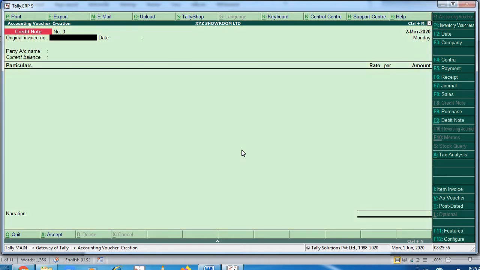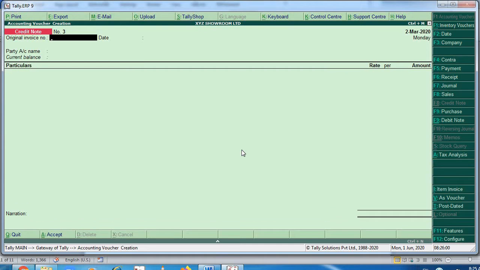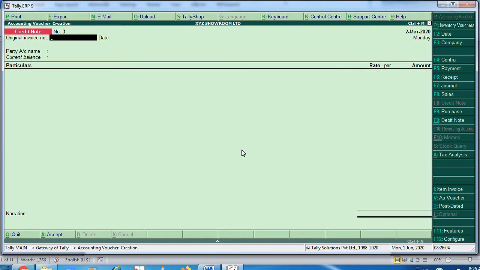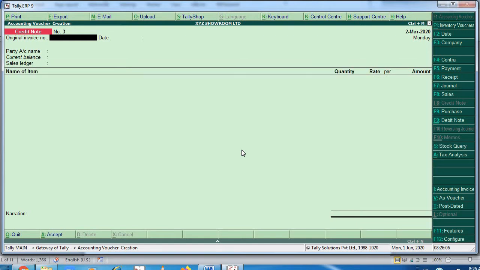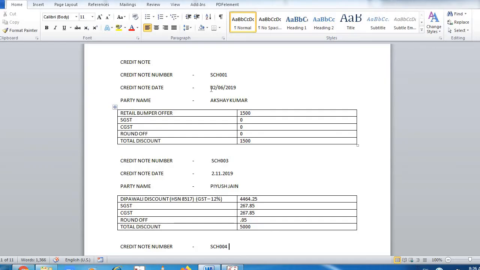Okay, now see, there are two options: item invoice and accounting invoice. It has to be in accounting invoice. For that you need to press Alt I, so you can get accounting invoice. Now we can start our entry here.